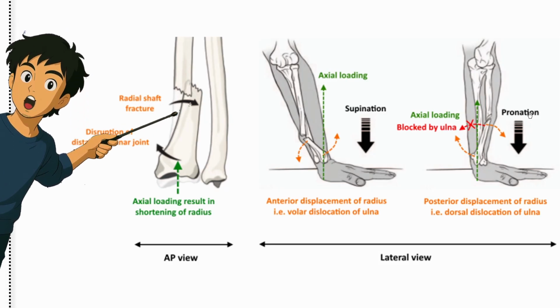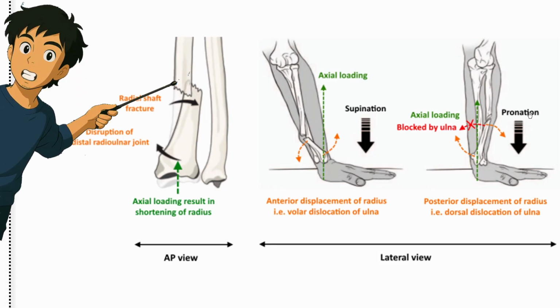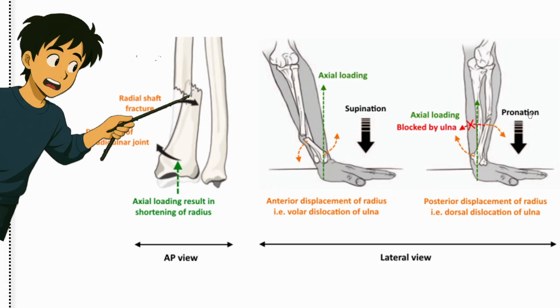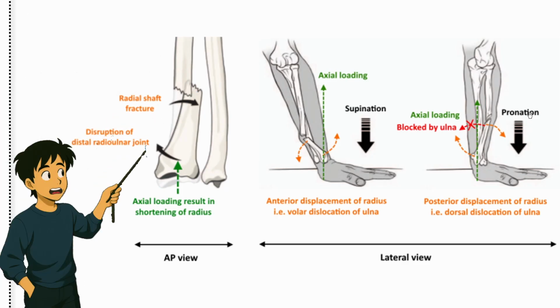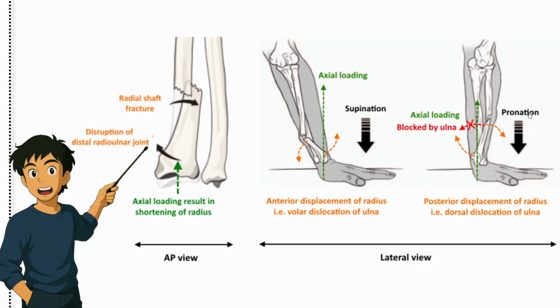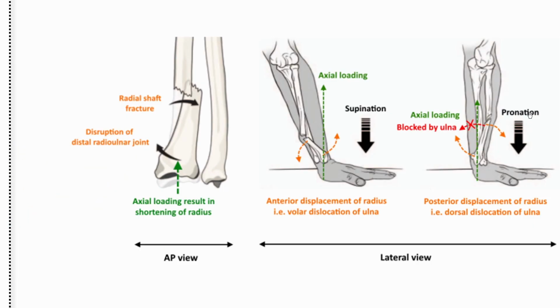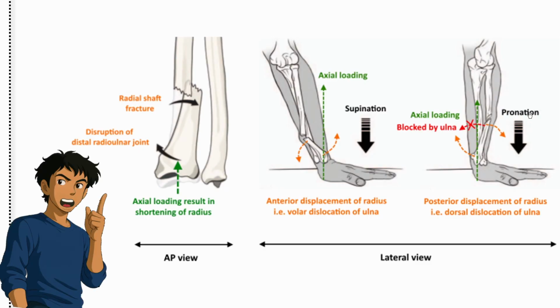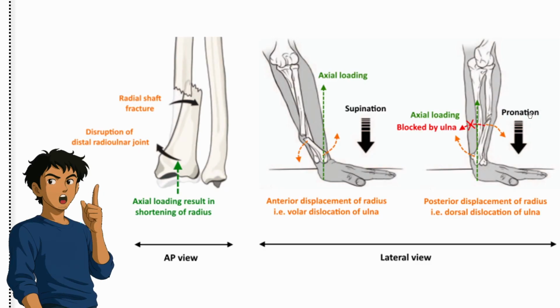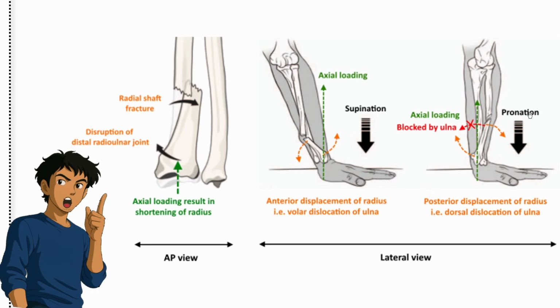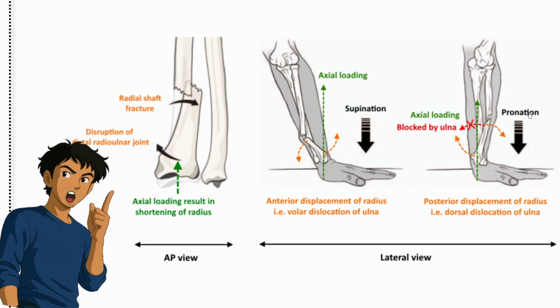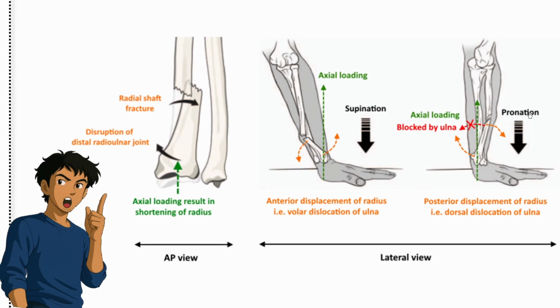And because of this axial loading, there is also a certain amount of tilt. As you can see in the black arrows, it says that there is disruption of the distal radio-ulnar joint. And why is the tilt? Because of the fracture and the impact force. This tilt disrupts the distal radio-ulnar joint. Hence, this is the classic Galeazzi fracture, that there is distal 1/3 fracture of the radius and there is tilt or disruption of the distal radio-ulnar joint.